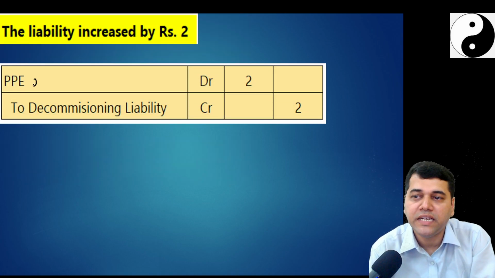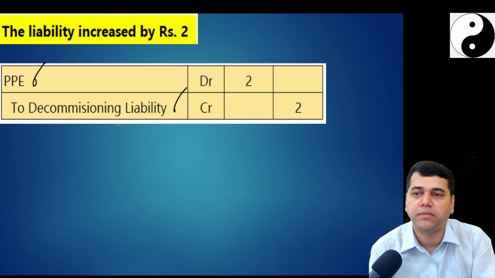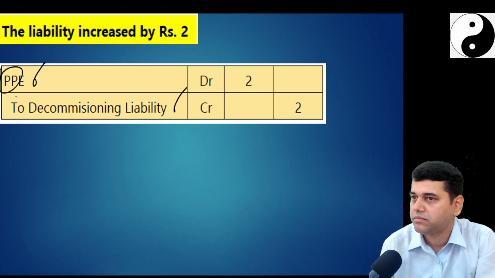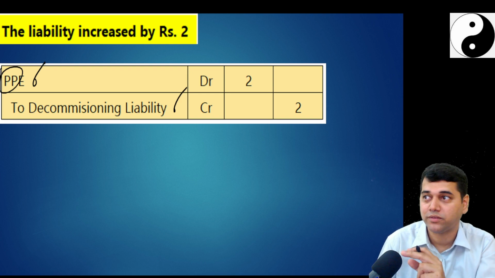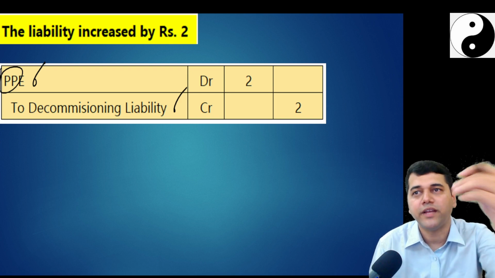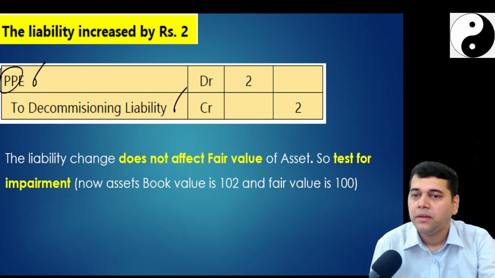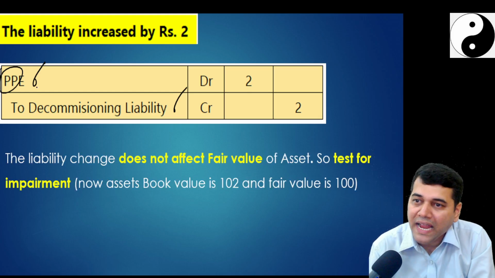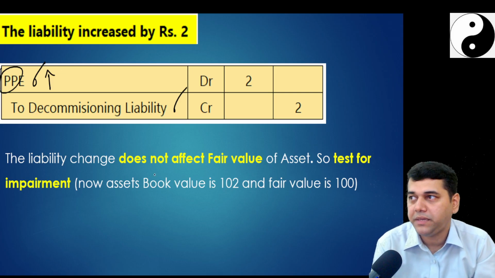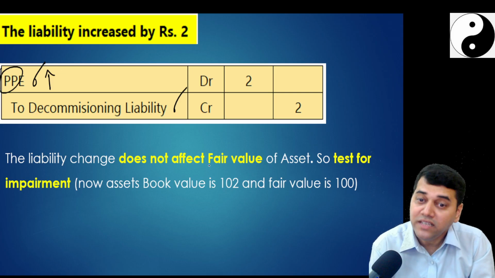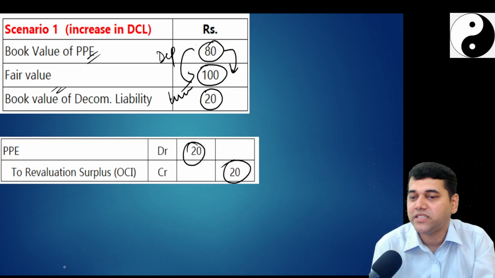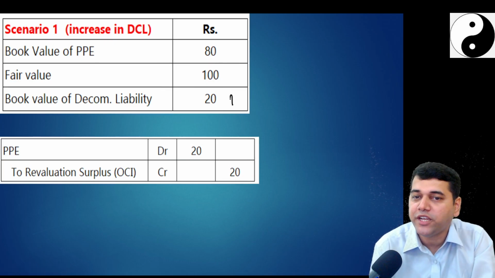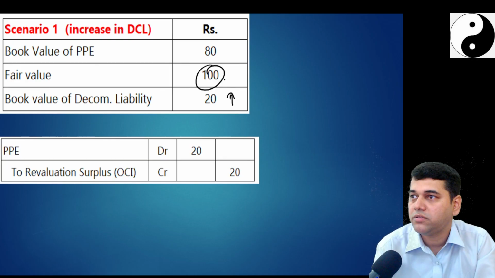So I will pass the entry PPE account debit to decommissioning liability. Say, you wanted PPE debit, right? That makes sense to you, not the revaluation surplus. Okay, chalo, as you said, I will pass this entry. But the moment you increased the value of the PPE, did the liabilities, assets fair value change? What changed here? 20 became 22. Did 100 become 102? No.